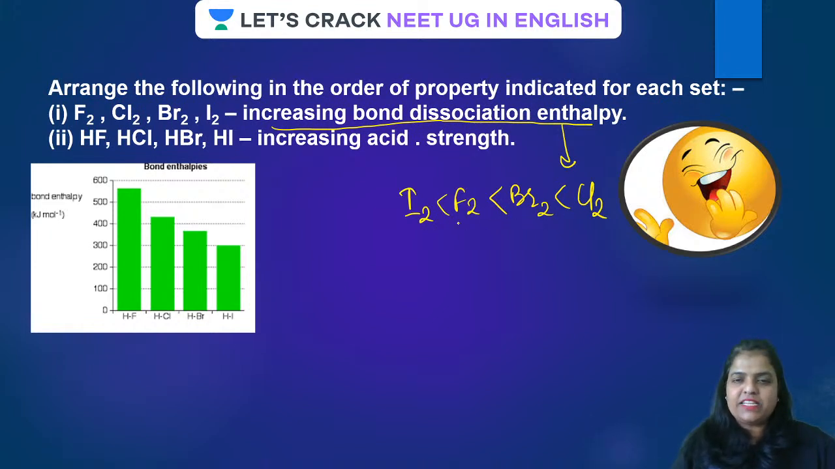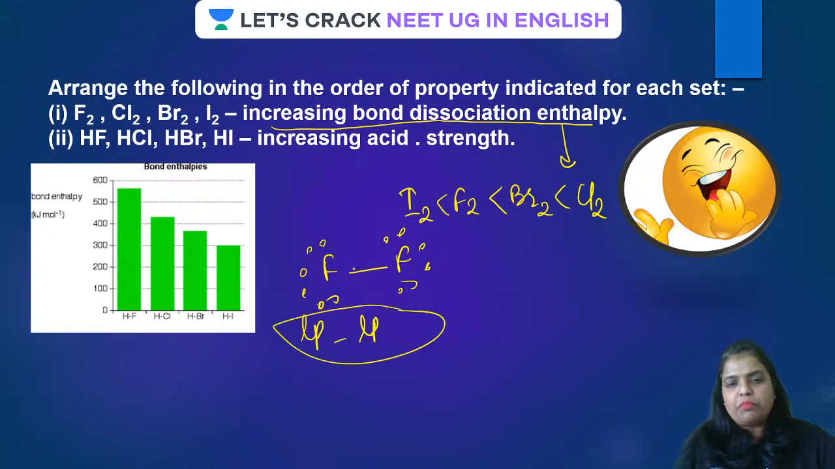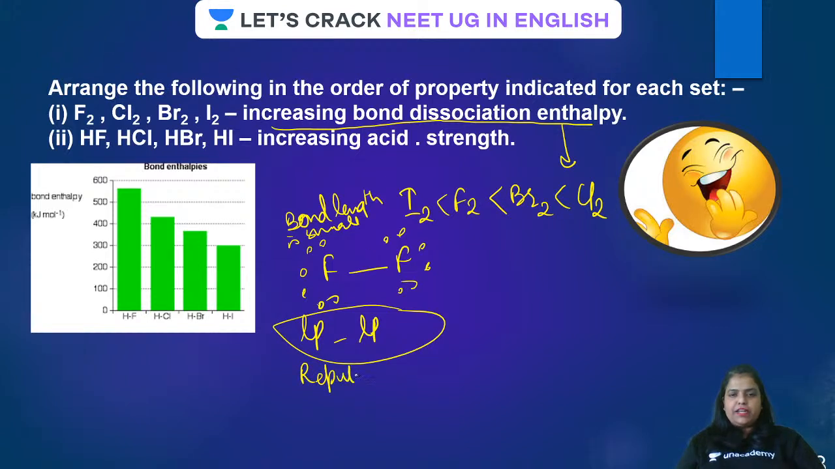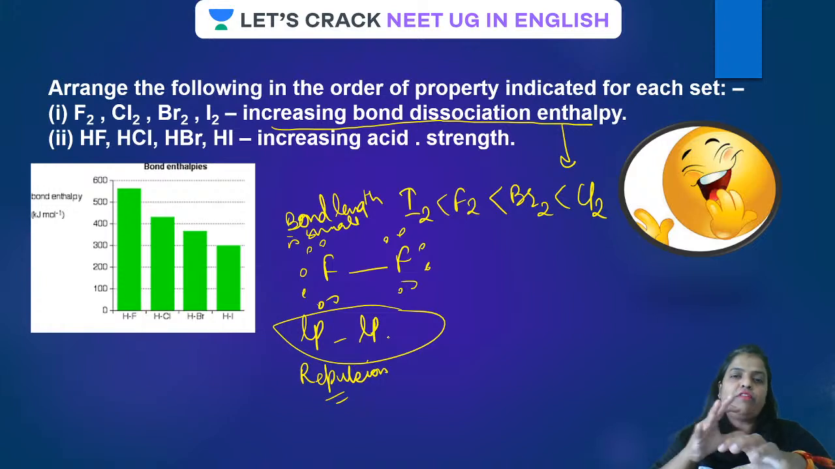Why it is happening, guys? Okay, what you have to do is, in case of fluorine, there are three lone pairs of electrons on each fluorine, and because the bond length is very small, the lone pairs are much closer. That results in lone pair repulsion. And due to this lone pair repulsion, the bond dissociation energy of fluorine is less.